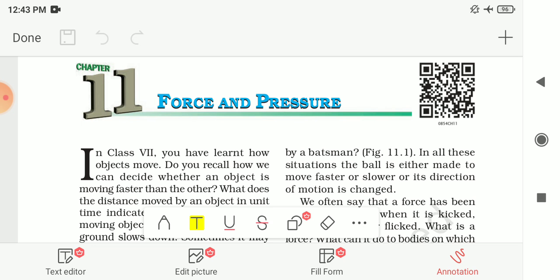Then we had seen that when two forces act on an object in opposite directions, the net force, or resultant force, is equal to the difference of the applied forces and is in the direction of the greater force. The force whose value is higher, in that direction you can find the effect of the resultant force. And when two forces act on an object in the same direction, the net force is equal to the sum of the two applied forces, and it is in the direction of either force.